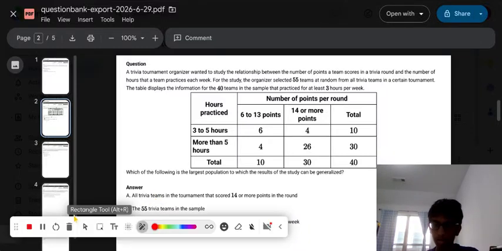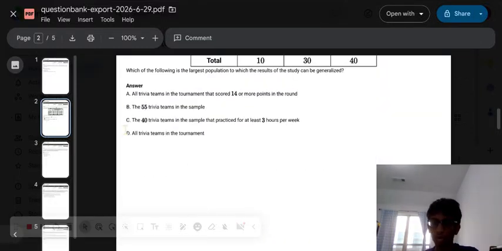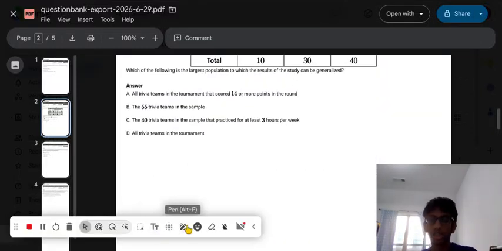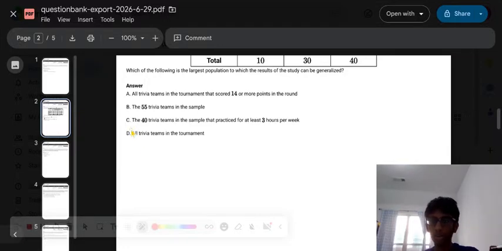So technically, all that we can generalize is D. All trivia teams in this tournament, since it can be generalized a bit further than just those who studied at least 3 hours, because the remaining 55 trivia teams in the sample can also be generalized. So all trivia teams in the tournament is the right answer for this one.